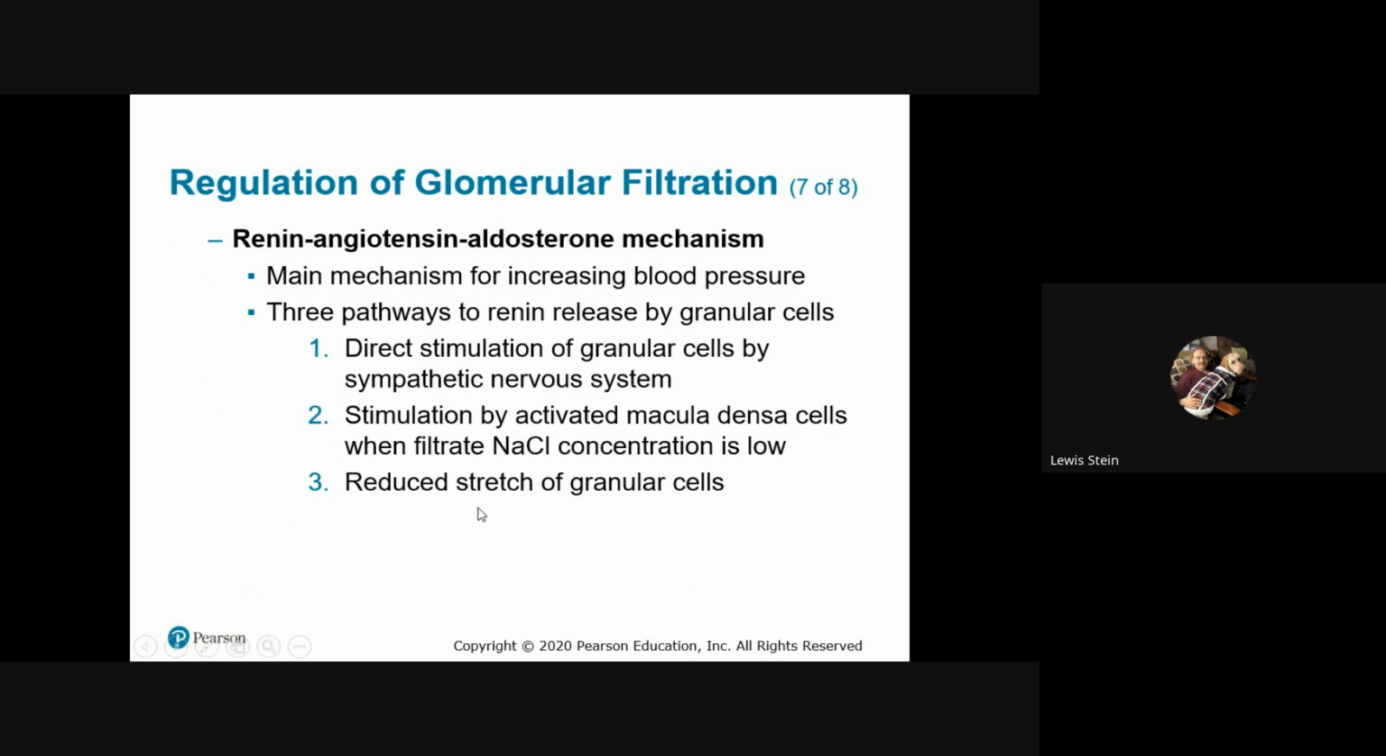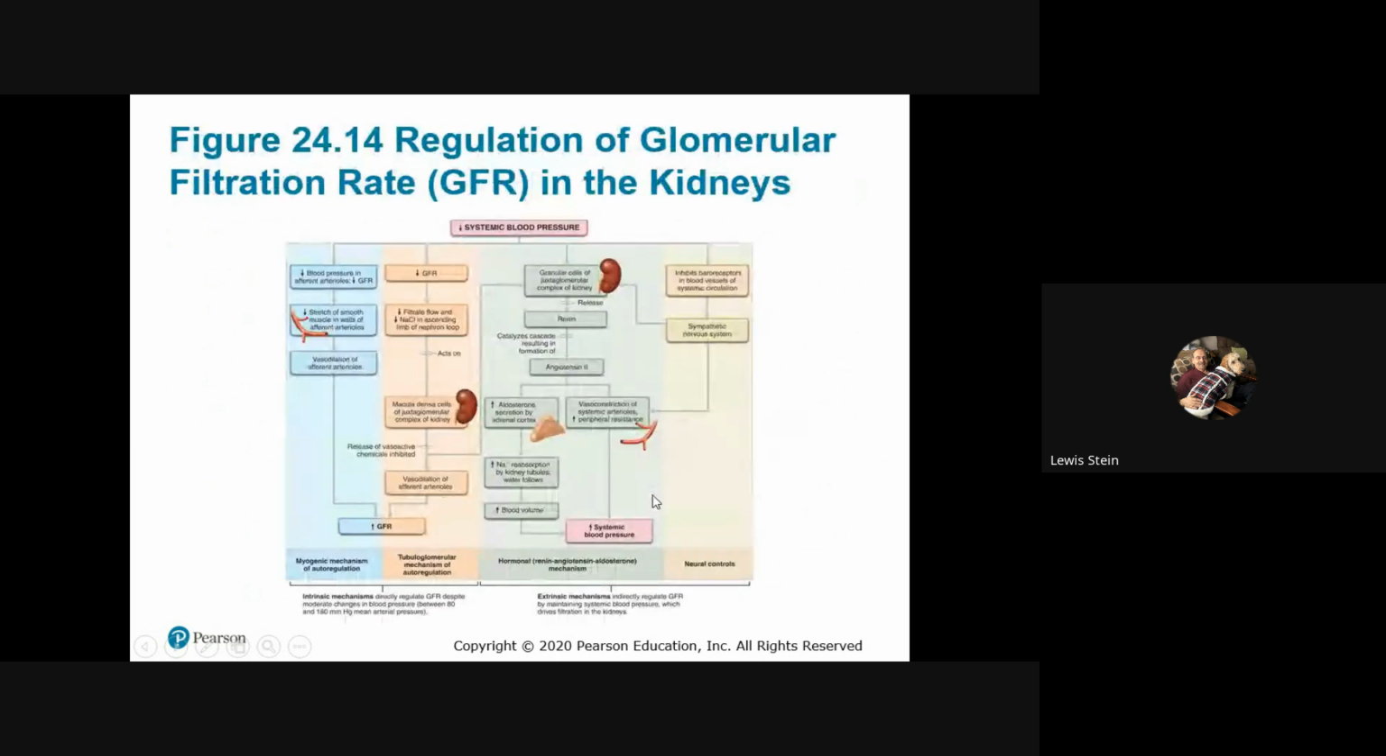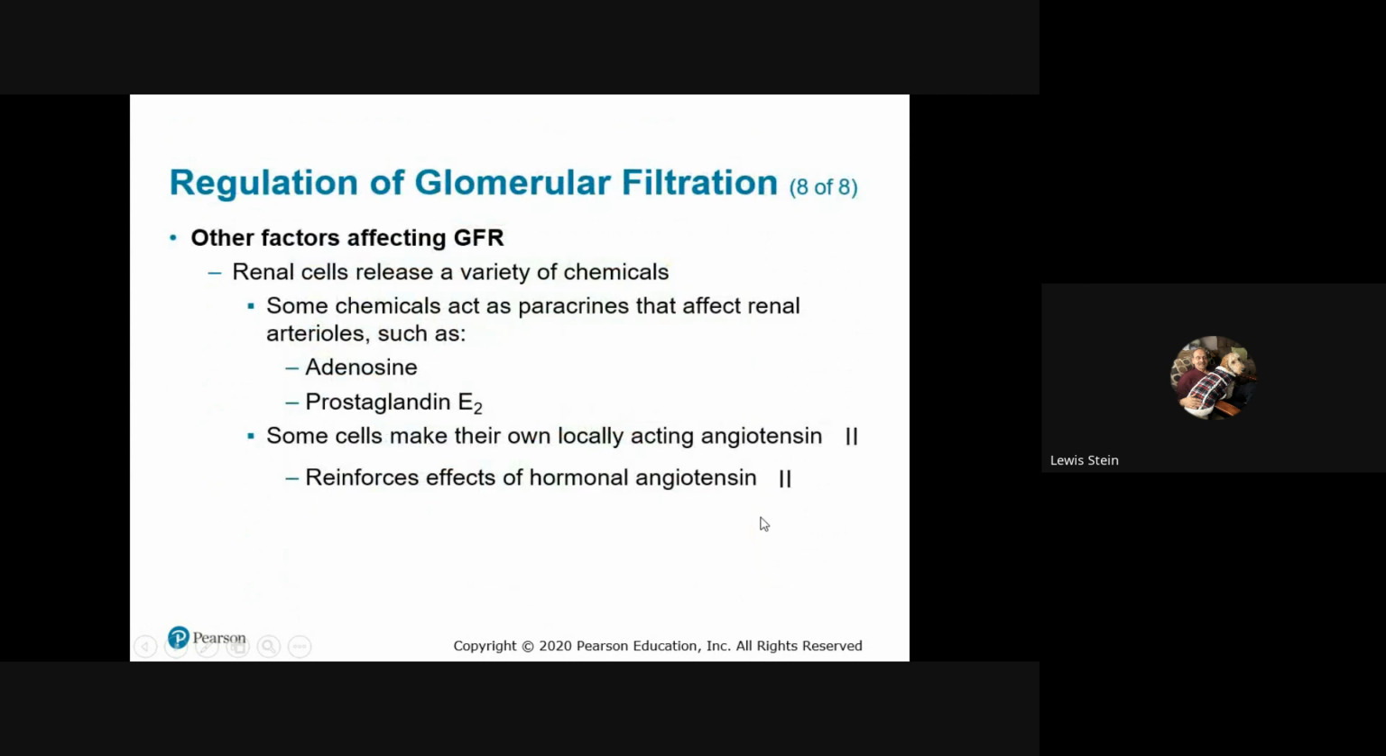Okay. And reduce stretch on the granular cells. You can look at all of these things. I'm not going to take the time to read through it. So the renal cells also have local agents, adenosine, prostaglandins, etc. Okay. And even some cells make the activated angiotensin that reinforces it.